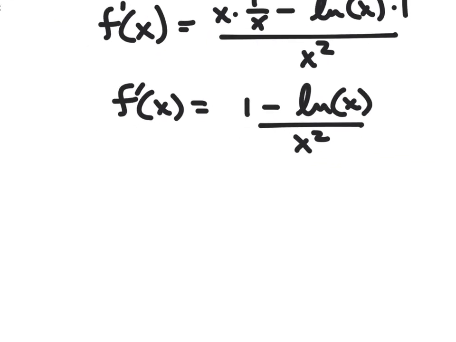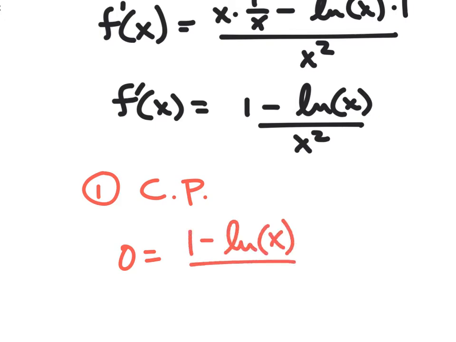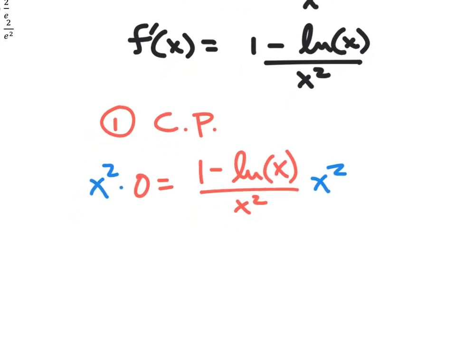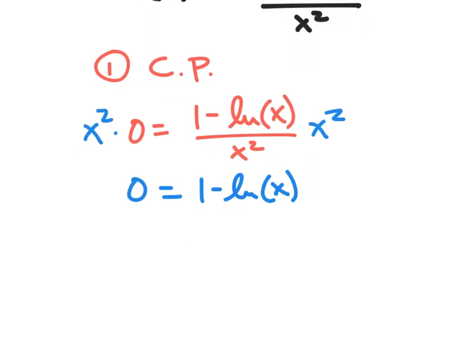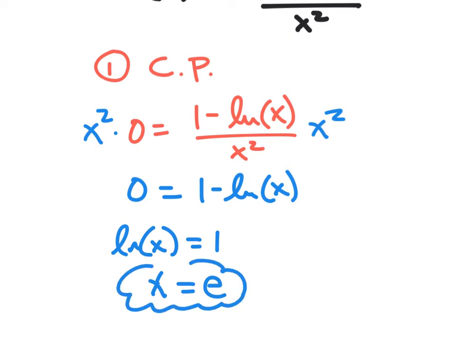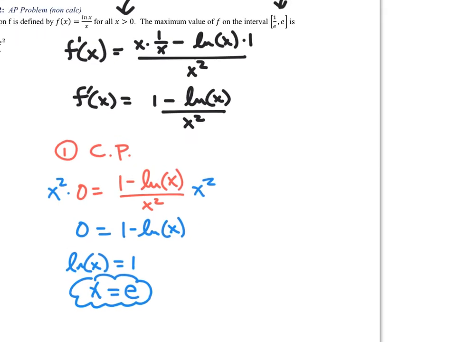Alright, so step number 1, let's find our critical values, our critical points. Let's find those by setting the derivative equal to 0. I'm going to multiply both sides by x squared. Looks like I get 0 is equal to 1 minus the natural log of x. And so if the natural log of x equals 1, then x has to equal e. Okay, and what you'll notice here is I only have one critical value, and it's also one of the endpoints.